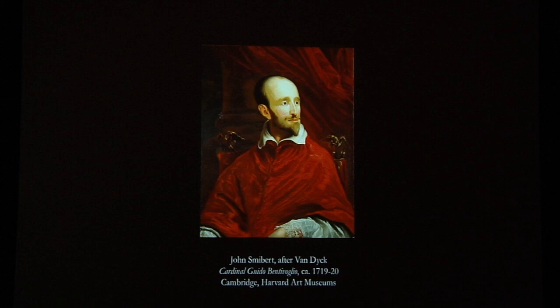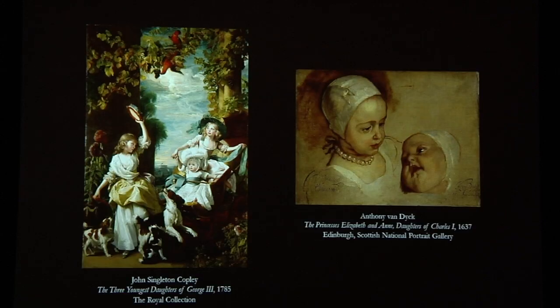Indeed, Van Dyck played such an influential role in Copley's artistic formation, even before he had seen any authentic works by the artist, that no less an authority than Joshua Reynolds immediately recognized Van Dyck's significance for the young colonial painter. In fact, Copley is the first American artist who can plausibly be said to have carried on Van Dyck's legacy as an innovative portraitist of aristocratic or royal subjects. On the screen, you see Copley's portrait of the three youngest daughters of George III, which we might place in a direct line of descent from Van Dyck's own study of two daughters of Charles I, included in our exhibition.